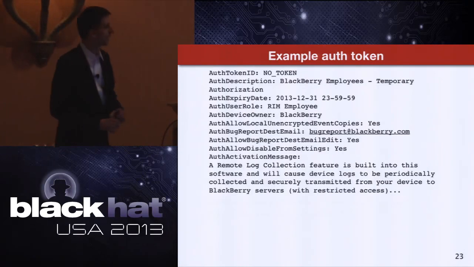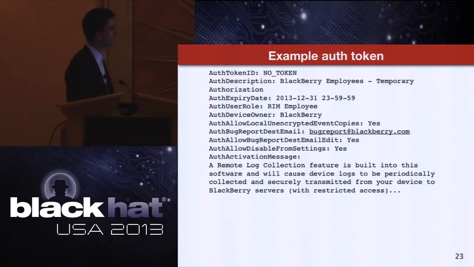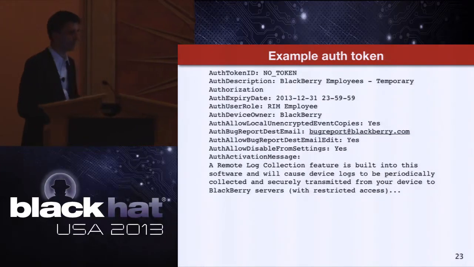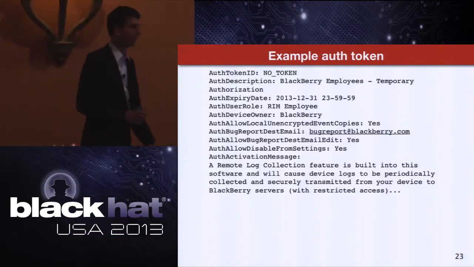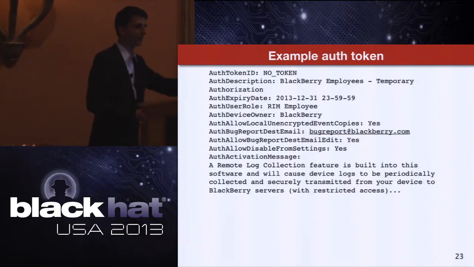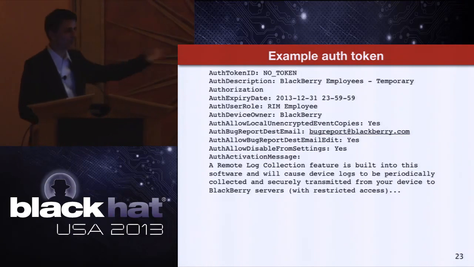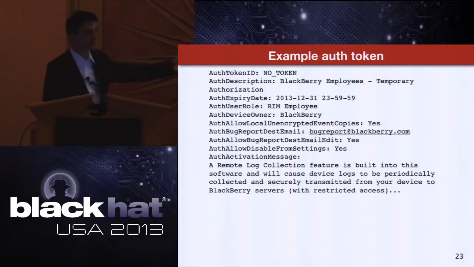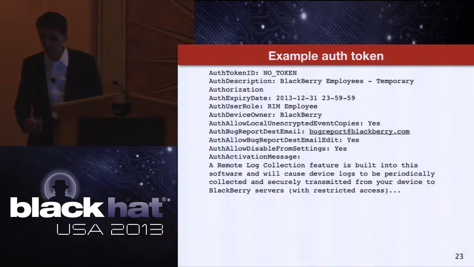Then you look at example tokens just to see what the general setup of these is. They have a field called auth activation message, which is very nice because that way they inform the user that this is being performed on them. However, this is not something that will be displayed in general. This is something that is set in the token. So if I want to enable this without displaying the message, I can just send a token like this to the user, and no message will be shown.